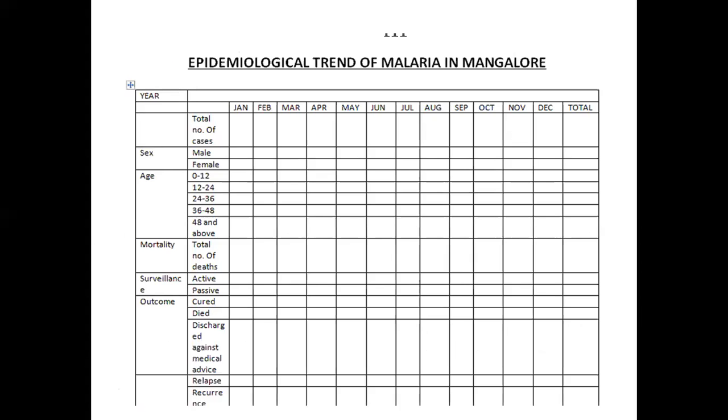Now, this is an example of a pro forma. This is designed by Dr. Animesh Jain. This is the epidemiological trend of malaria in Mangalore. Look at the data he has recorded. One year, for example, we say 2020. So he has recorded the total number of cases in January, February, across up to December. So that will give you a total number across the year.